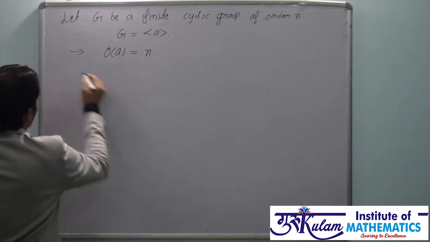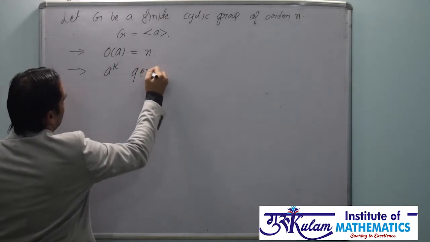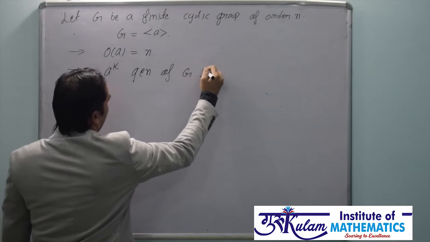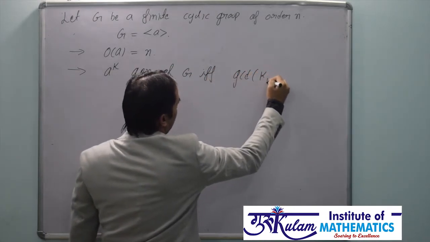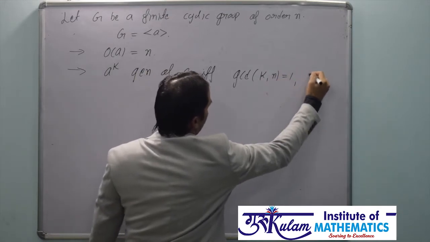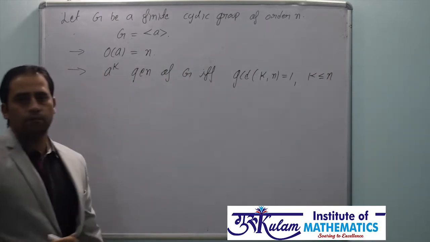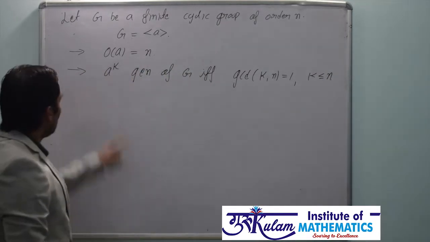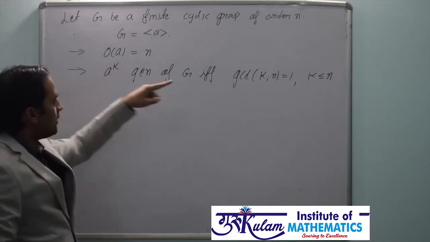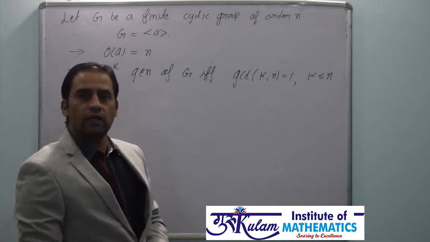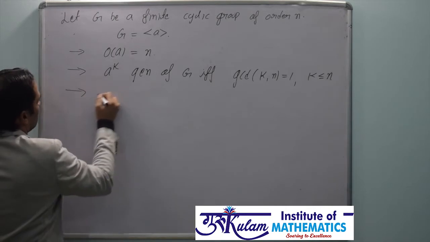Second property, a to the power k is a generator of G if and only if GCD of k and n is equal to 1 and k is less than or equal to n. So that is, a to the power k is a generator if k is co-prime to n and k is less than or equal to n, where k is a natural number.